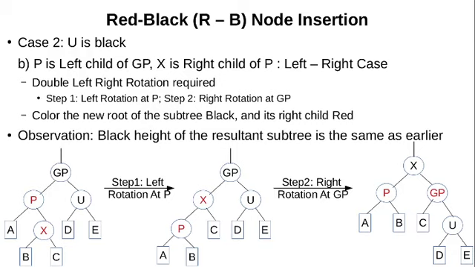Additionally, we have to do recoloring in the resultant red-black tree. We color the new root of the subtree as black and its right child as red. The resultant tree is shown on the right. This recoloring removes the red violation without affecting the black height of the subtree.